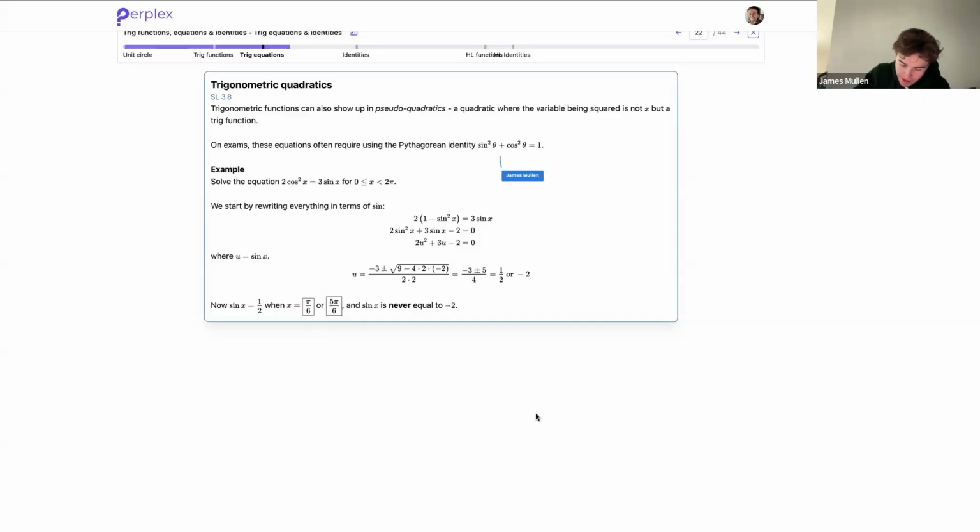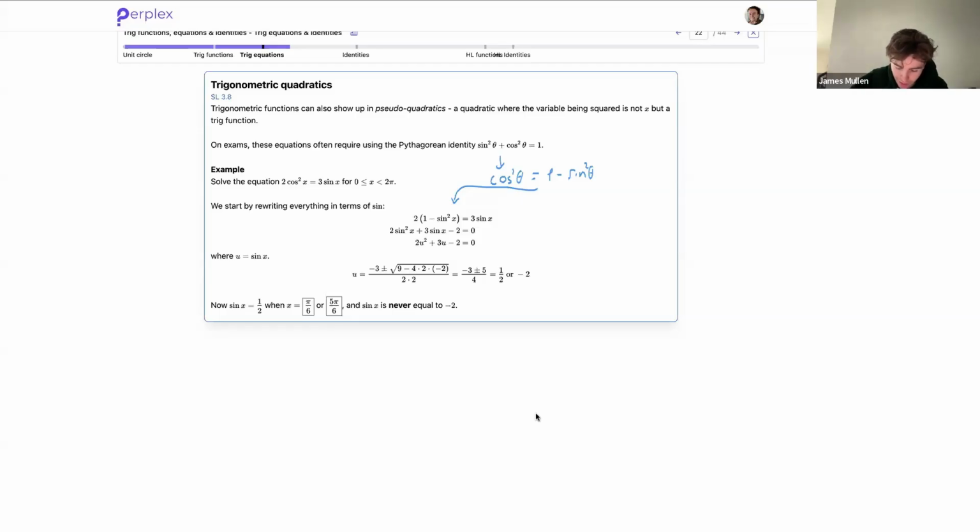So if I take this identity, it means that cos squared of x, or cos squared of theta, is 1 minus sine squared. And I plug that in here. So I get 2 times 1 minus sine squared theta is equal to 3 sin x. I rearrange that. I get 2 sin squared plus 3 sin minus 2. And I let u equal sine x to make my life easier, so I'll have 2u squared plus 3u minus 2. Now I use the quadratic equation.